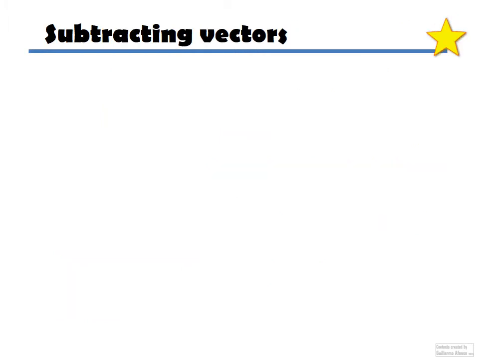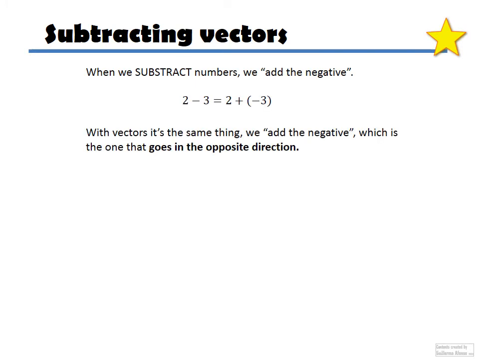How do we subtract vectors? Again, same thing. All you're going to do is add the negative. So for example, in the same way that if I have 2 minus 3, what I'm doing is 2 plus minus 3, I'm going to do the same thing with vectors. So I'm going to add the vector in negative. And what's a negative vector then? Well, it's just a vector that goes in the opposite direction.